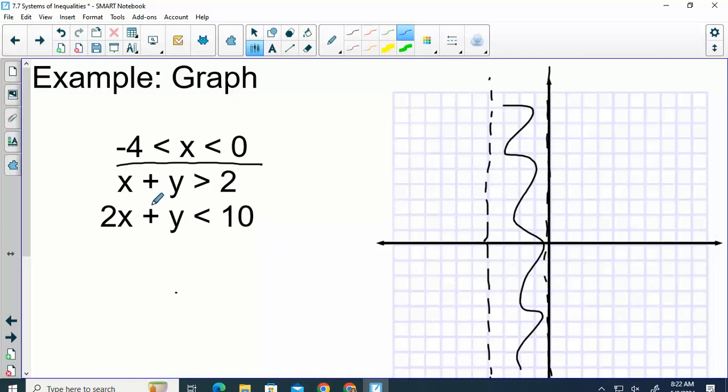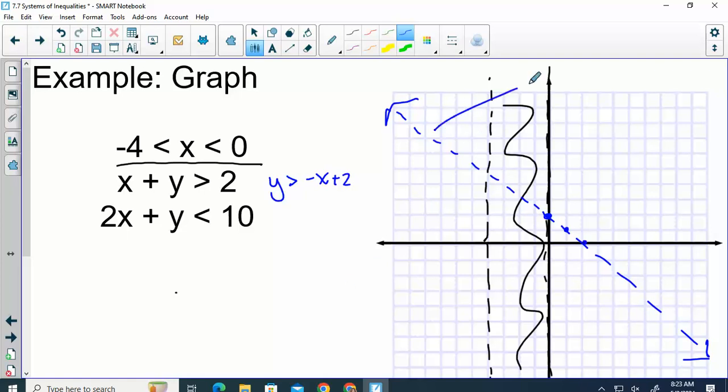Okay, what would we do for the second one? So y is greater than -x plus 2. So y-intercept is 2, slope -1, down 1 over 1. Solid or dashed? Dashed. Okay, are we going to be above or below? Above. Greater than would be above.